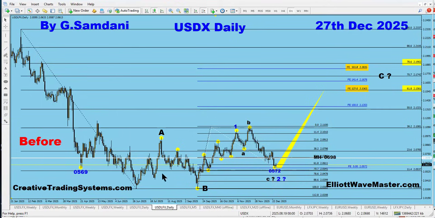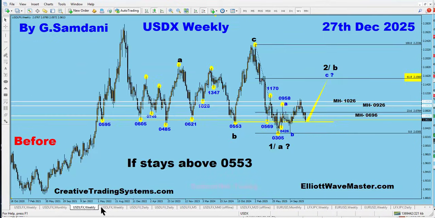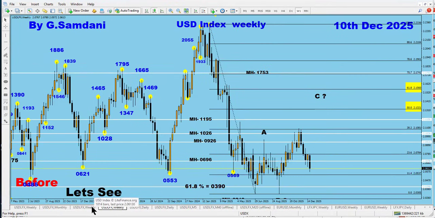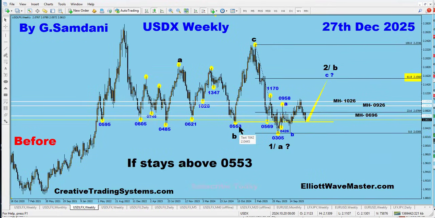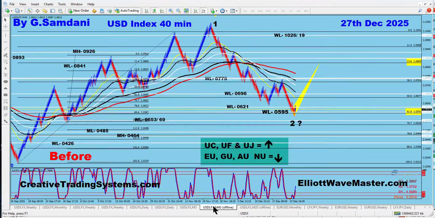All right, so as long as we are above 05, it's not this 05, this is 69. Where's the weekly chart? Okay, this is the one. So 0553 is right there. It may come down a little bit more to this level, 0485, but somewhere here, I think we will go to the upside. Now, the 40-minute chart looks like this.